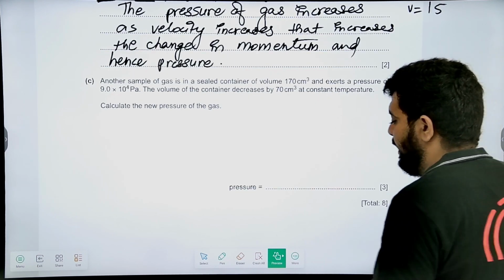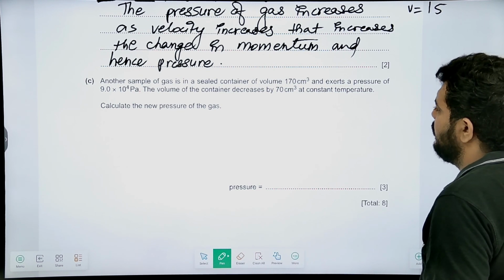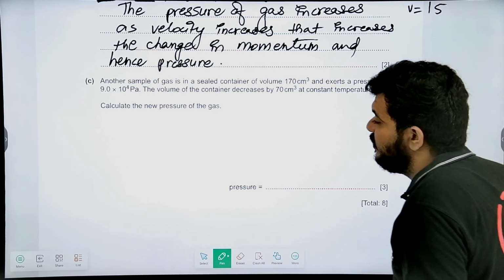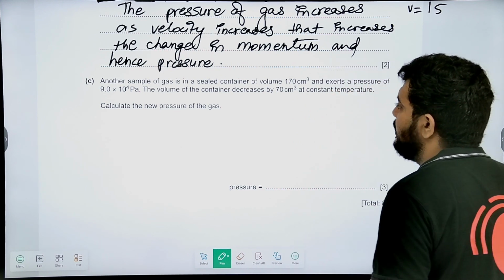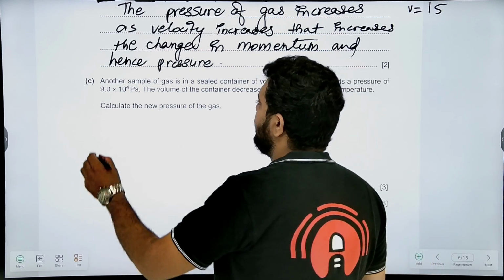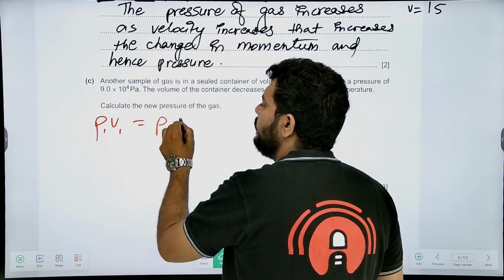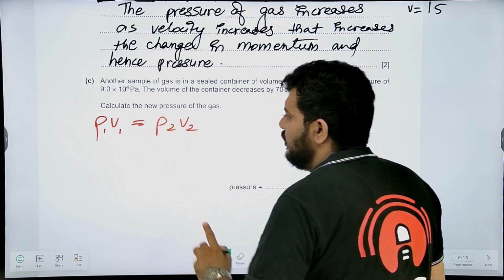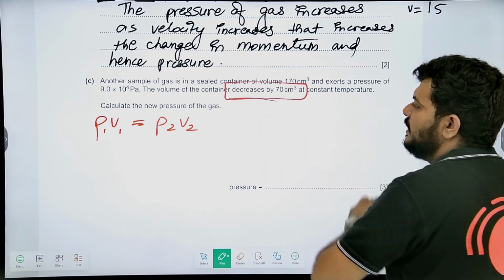Another sample of gas is sealed in a container of volume 170 centimeter cube and exerts a pressure of 9 into 10 to the power 4 Pascal. The volume of the container decreases by 70 at constant temperature. Calculate the new pressure of the gas. So what will we do? P1 V1 equals P2 V2. Now guys, here they have said it is decreased by 70. What happens generally?